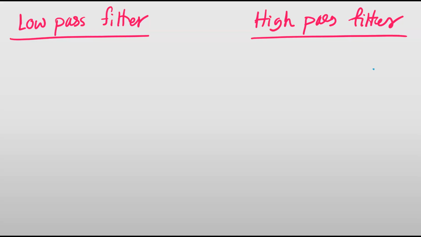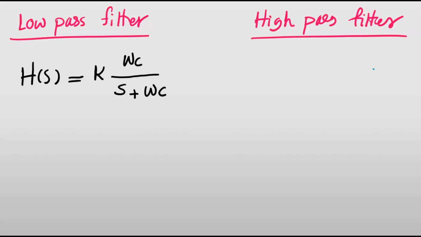Okay, the general form for the transfer function of low pass filter looks like this. We have a gain of K, and then we have omega C, which is our cutoff frequency, over S plus omega C. And for high pass filter, again we have the gain, but this time in numerator we have S over S plus cutoff frequency. Let's see why the first transfer function can be considered as the general form of low pass filter, and then we are going to focus on high pass filter.